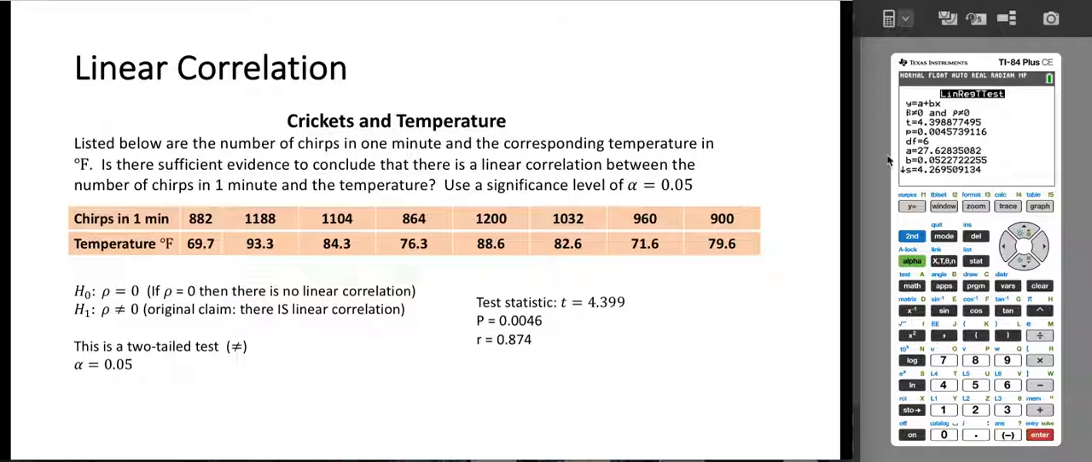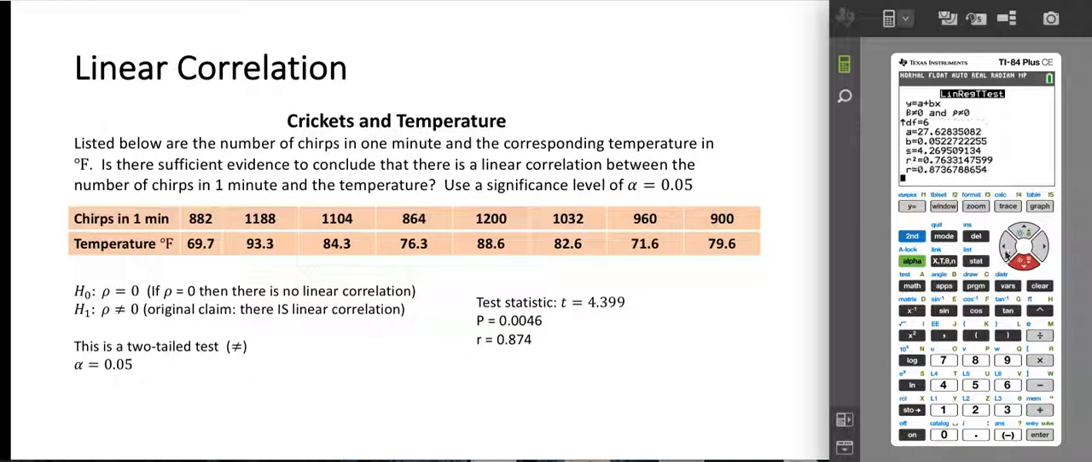So we get a test statistic of 4.399 when I round it to 3 decimal places. The test statistic is the t. Remember, this is the t distribution. Our p-value is 0.0046 rounded to 4 decimal places. Now you won't see the correlation coefficient R on this screen. You need to scroll down until it appears. So the correlation coefficient is 0.874 rounded to 3 decimal places.